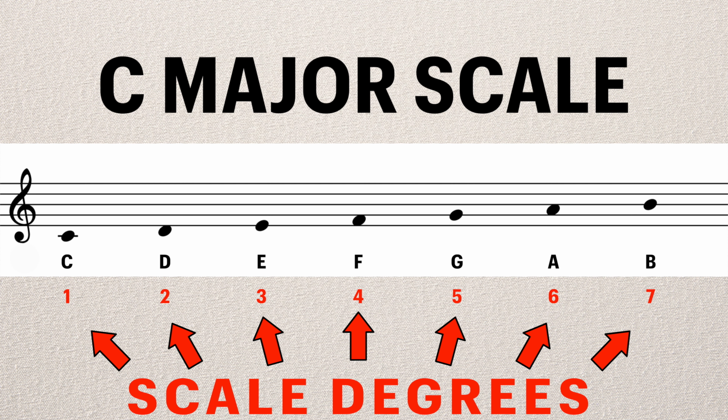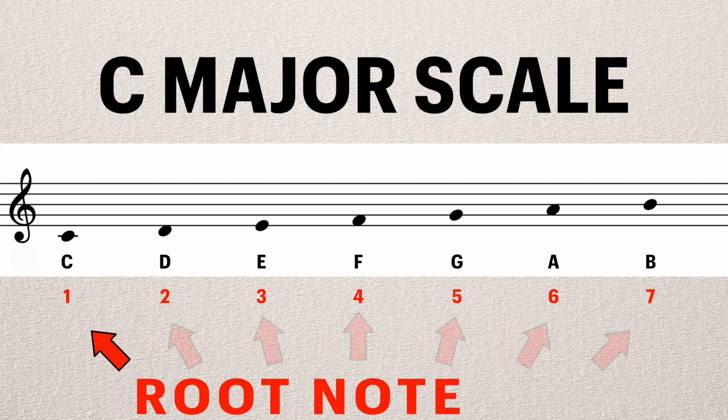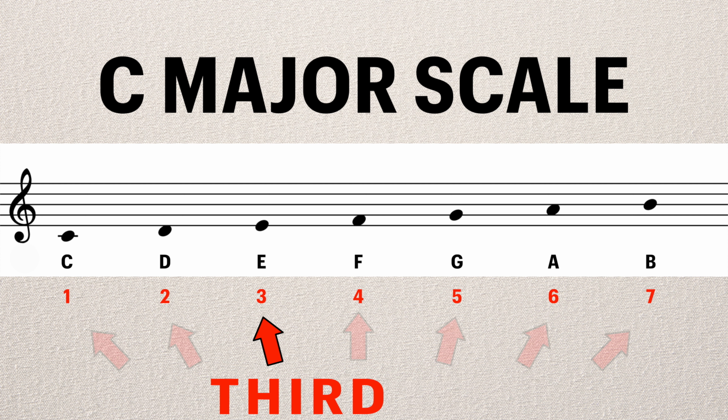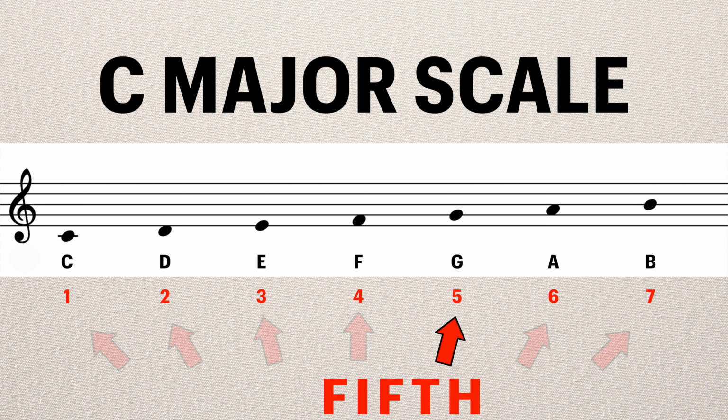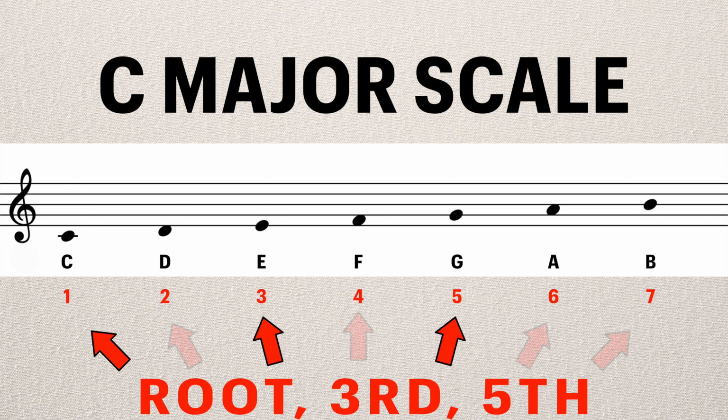Root note represents scale degree number 1, third represents scale degree number 3, and you guessed it, fifth represents scale degree number 5. This combination of root note, third, and fifth is incredibly fundamental to any chord, whether it's a basic triad or the more extended types.